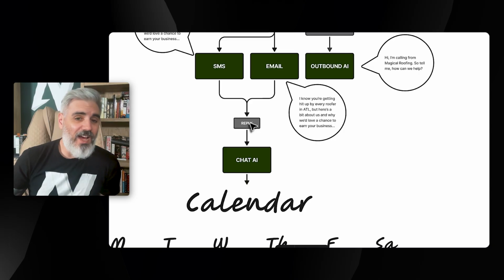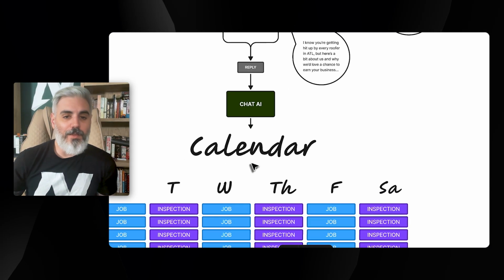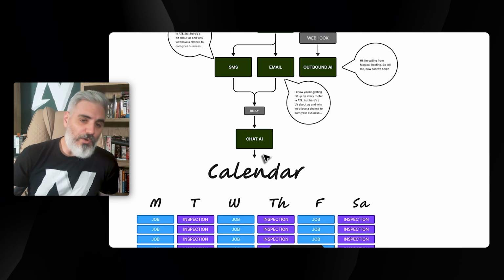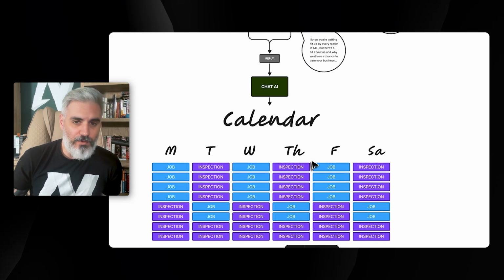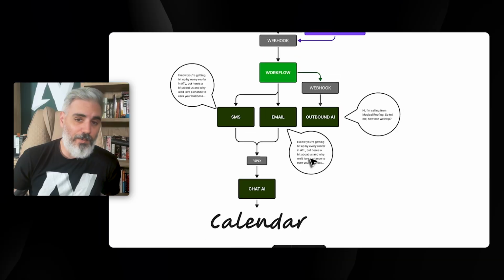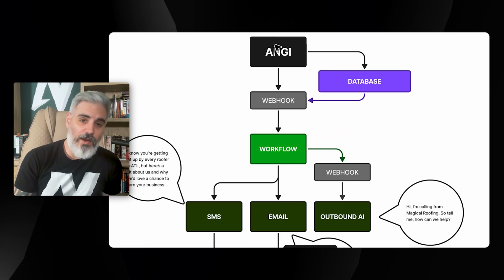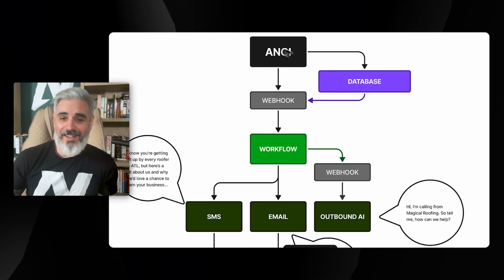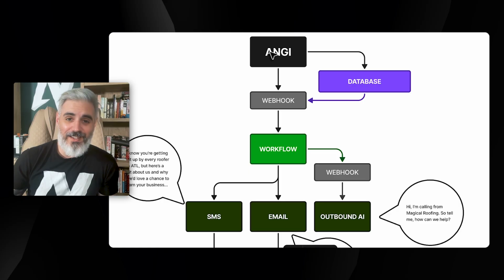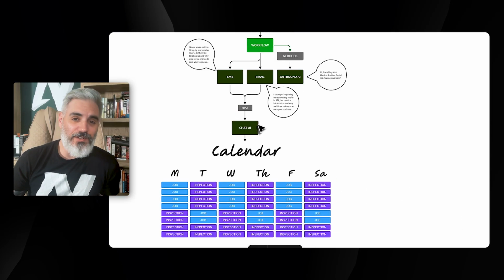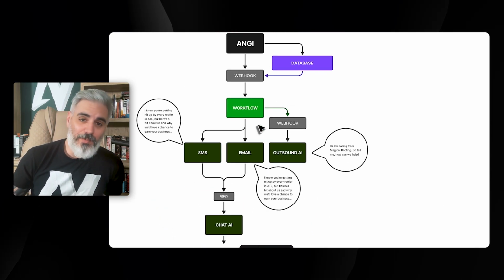And then when they reply, the chat AI will pick it up from there and get them scheduled into your calendar. You can have it hooked up to an external calendar, or you can have it hooked up to your CRM calendar. We've been working on our APIs for years now. As long as we have an API with your CRM, we're able to have an AI essentially take an Angi lead and schedule them directly into your CRM calendar without any human intervention.